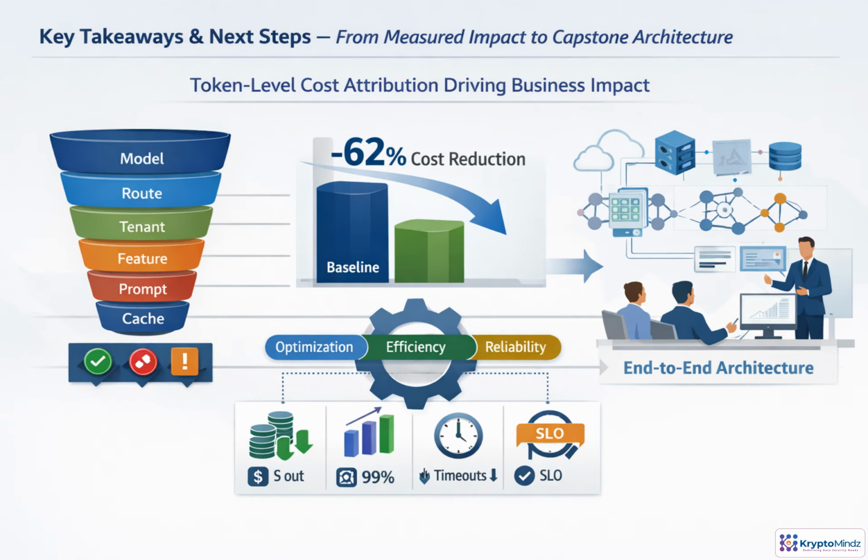Token-level cost attribution makes impact provable, not anecdotal. Instrument every request and tag tokens by model, route, tenant, feature, prompt, cache state, and outcome. Attribute savings to specific engineering changes, then validate the 62% reduction against a normalized baseline. Finally, report cost alongside reliability, success rate, timeouts, fallbacks, and SLOs. Next, we synthesize everything in the capstone architecture.